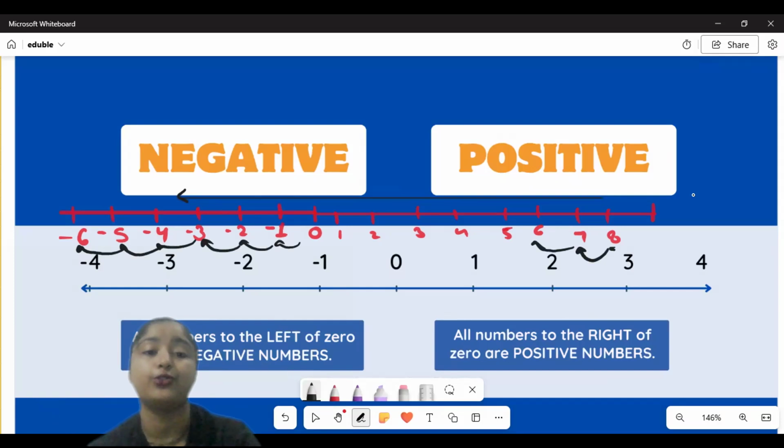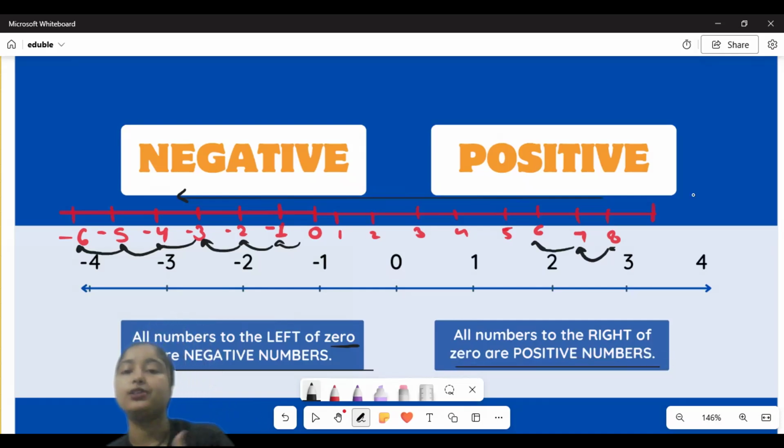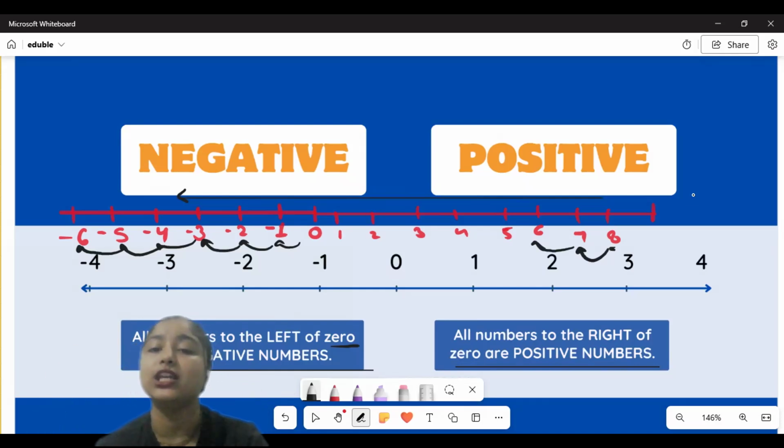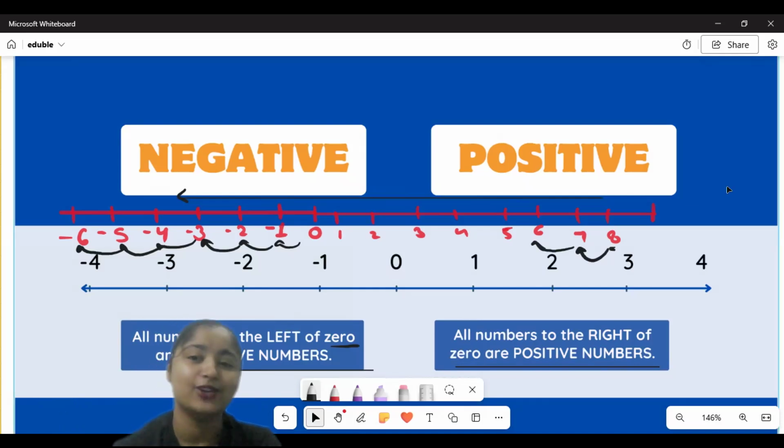0 plays an important role. So all the numbers to the left of 0 are negative numbers, as you can see in the number line as well. Now, all the numbers to the right of 0 are positive numbers, right? All the numbers that are to the right of 0 are positive numbers, as you can see on this number line. Not rocket science though.